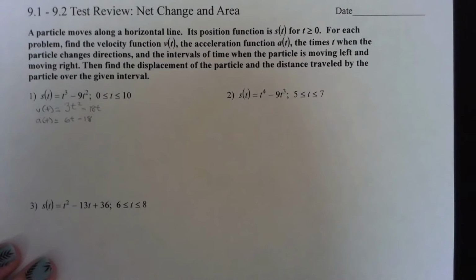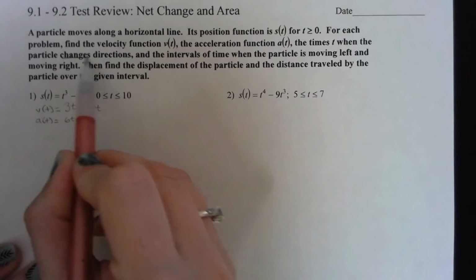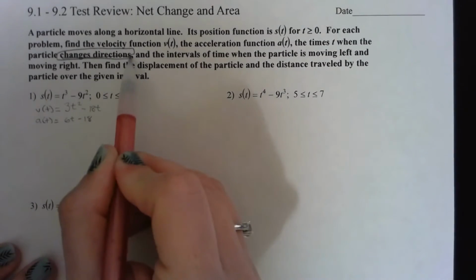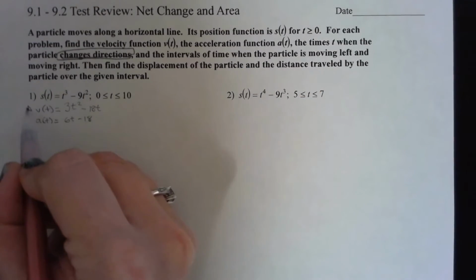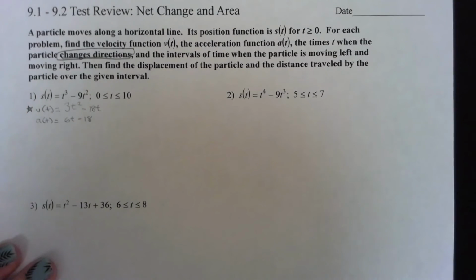Now we need to go and find the times t when the particle is changing direction. So make sure you understand changes direction also kind of means when it's stopping. So it's got to come to a stop before it can go from right to left or left to right. So that's going to be its changing direction, that stopping point. So please remember, we are talking about the velocity when we're talking about it changing direction and moving right and left. So always make sure you have a velocity function that's given to get that information.